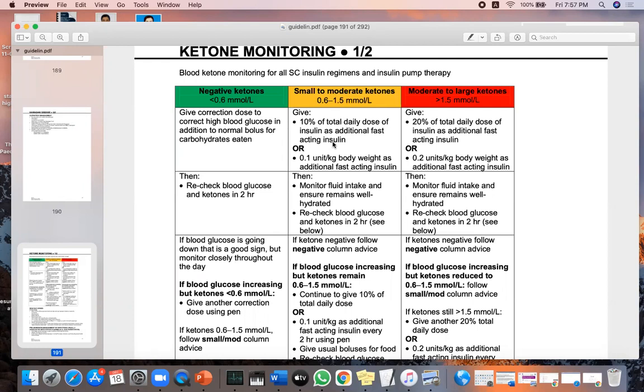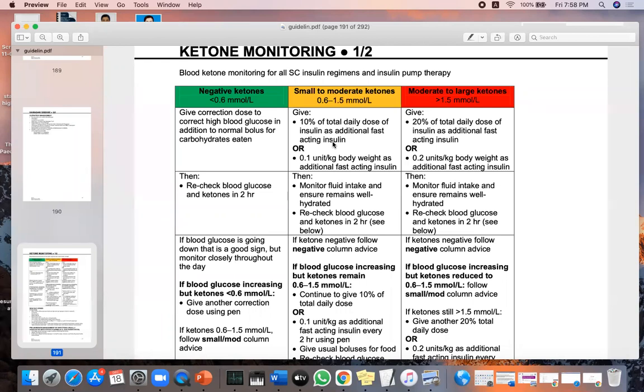What do you mean by that? 10% of the total daily dose. Suppose a child is getting 10 units per day. In that time, you will give 1 unit as a stat. And this is not a deduction from the total daily dose. Suppose the patient is getting this 10 units, but you will give 1 unit extra. This is extra. Okay, remember this one.